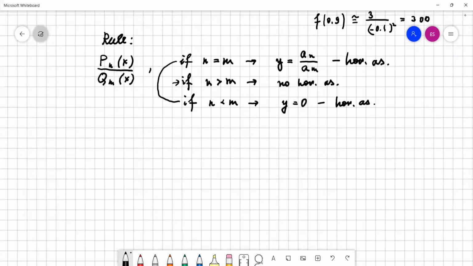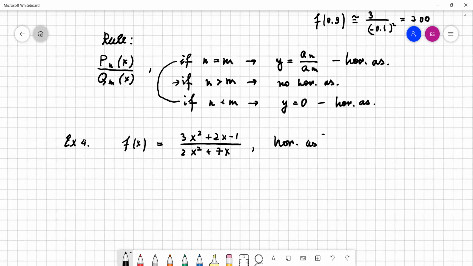Let's consider an example. I think I can consider several examples. Example 4. For now, guys, I'm not going to graph the whole graph. I'm just going to be concerned with horizontal asymptotes. And here 2x squared plus 7x, something like this, guys. What is going to be the horizontal asymptote? Well, I'm going to divide by the power of the denominator.